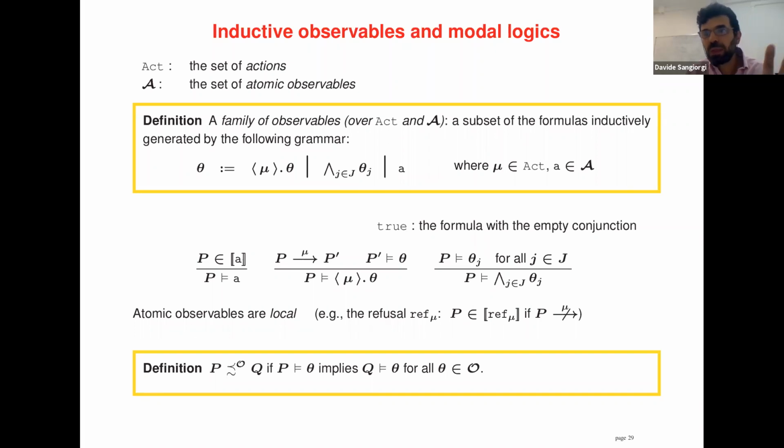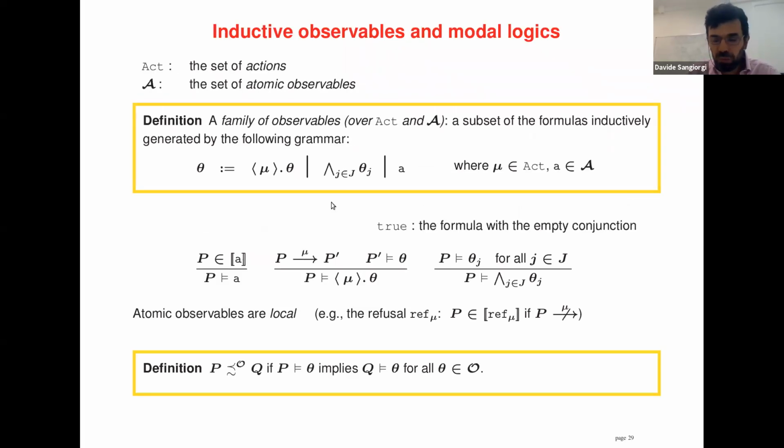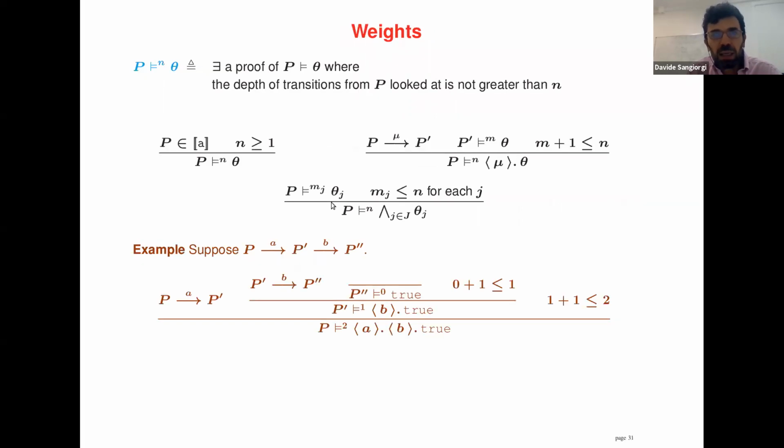Examples. With these observables, I can recover all the preorders that I mentioned before, from the trace preorder to the failure preorder, ready, and all that. This is simply because it is well known that these preorders have modal logic characterizations in which I only need the operators from this grammar. So this is nothing new here, and I can skip this slide.